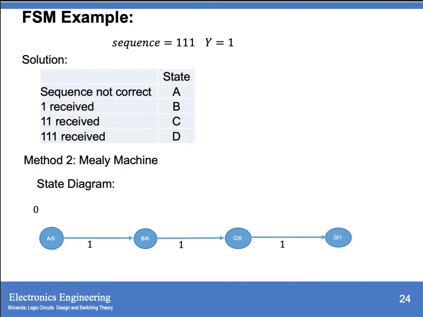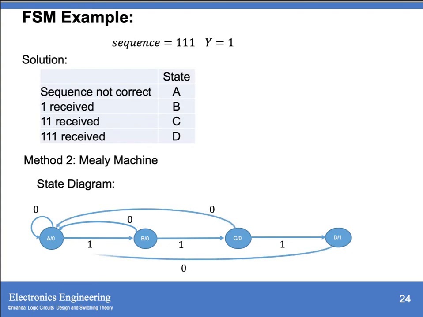If we have 0, at your state A, it goes back to A. At B, if it is 0, it goes back to A. At C, if it is 0, it goes back to A. And at D, if it is 0, it goes back to A. But at D, if it is equivalent to 1, then it goes back to D.